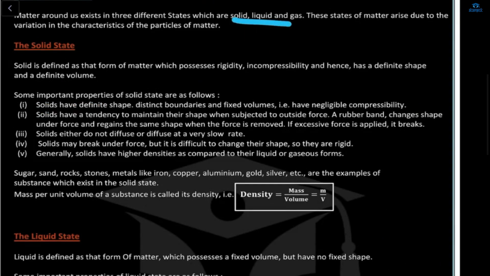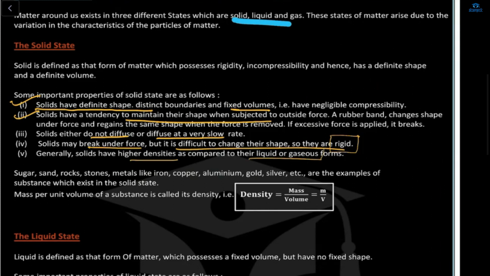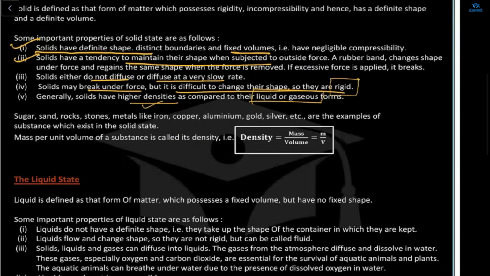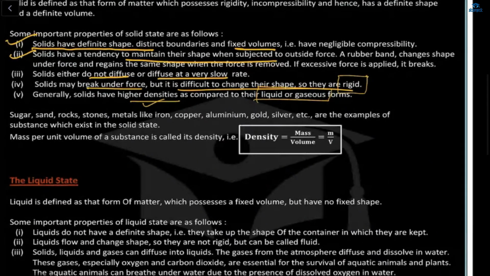States of matter. Matter around us exists in three different states: solid, liquid, and gas. So, what about the solid state? Solids have a definite shape. They have a fixed volume, which we already discussed. Solids have a tendency to maintain their shape. They are very rigid. Solids either do not diffuse or diffuse at a very low rate. They can break under force, but it is very difficult to change their shape because of their rigid property. Generally, solids have higher densities as compared to the other two because solids have a very strong force of attraction, and they don't have any spaces between them for movement. Density is mass per unit volume, which is m by v.